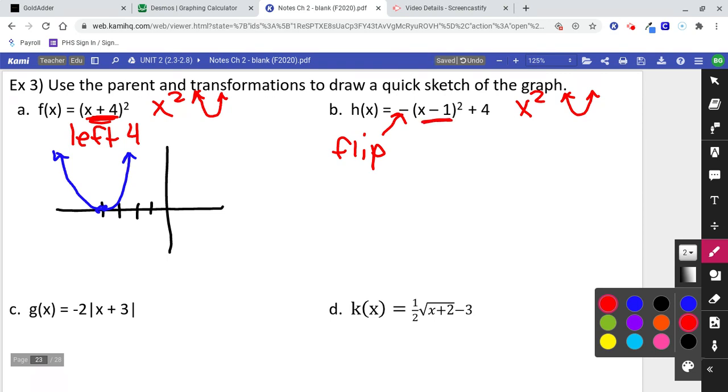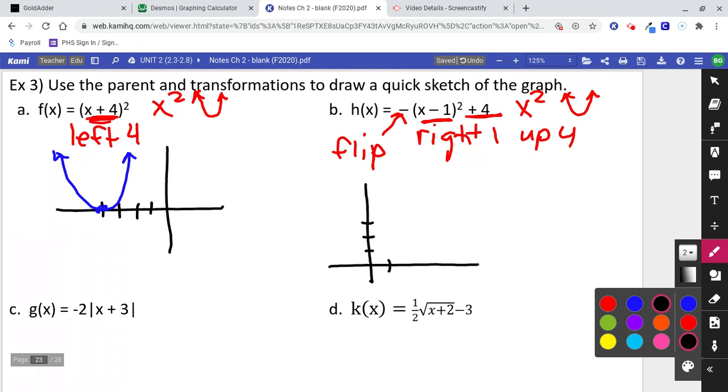And this -1 says we're going to go right 1. And this +4 says we're going to go up 4. So it's a flip. It's going right 1. It's going up 4. So if I was going to draw a quick sketch, I would know right 1 and up 4 is the vertex of that parabola.